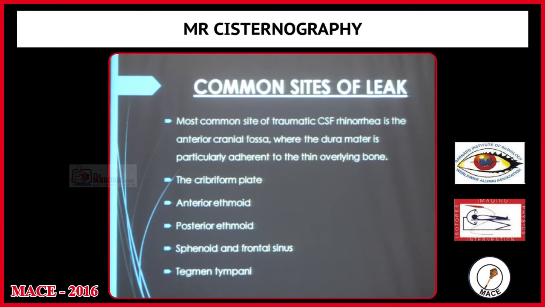So, before that, we should know the common sites of a CSF leak. The most common site in a case of traumatic CSF leak is the anterior cranial fossa, because the dura is very adherent to the thin overlying bone. Any fracture in the bone will damage the dura and subsequently may cause the leak. The most common site is the cribriform plate, followed by the anterior and posterior ethmoid, sphenoid, frontal sinus and tegmen.